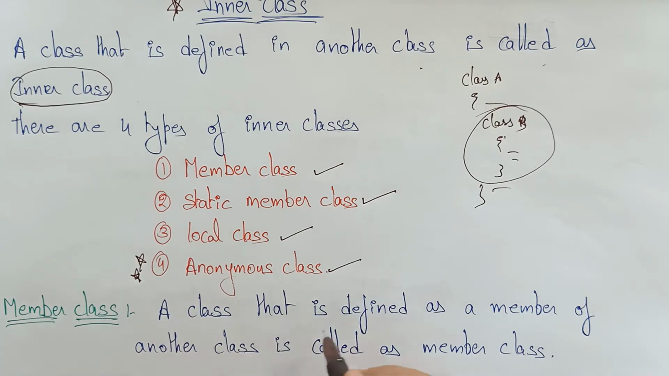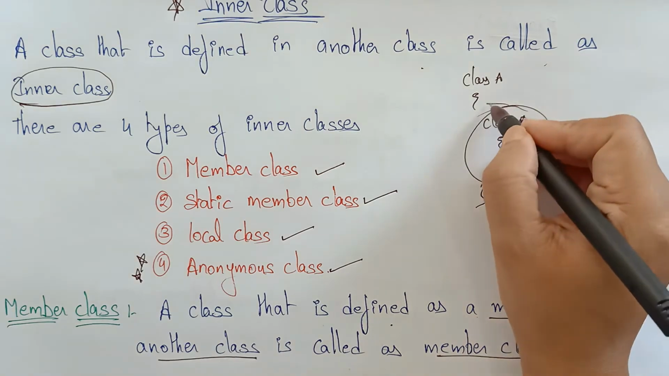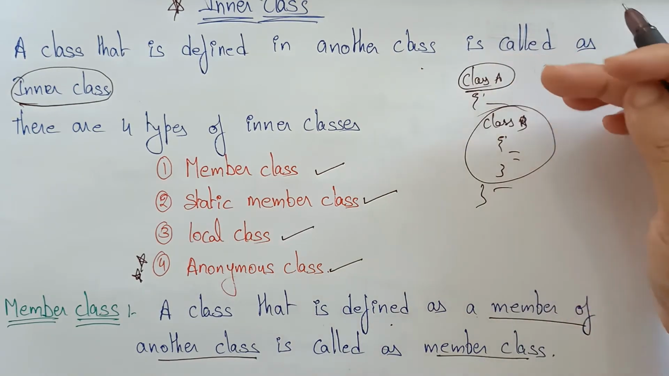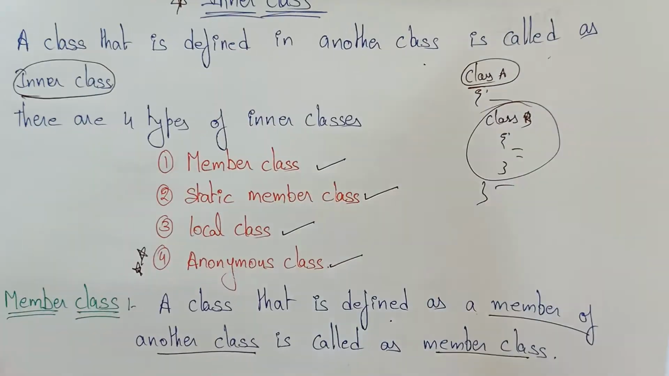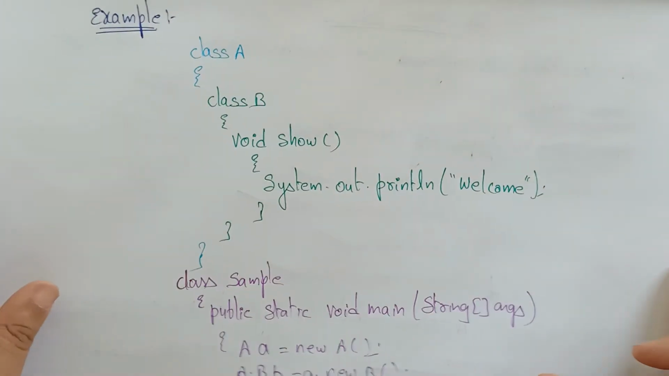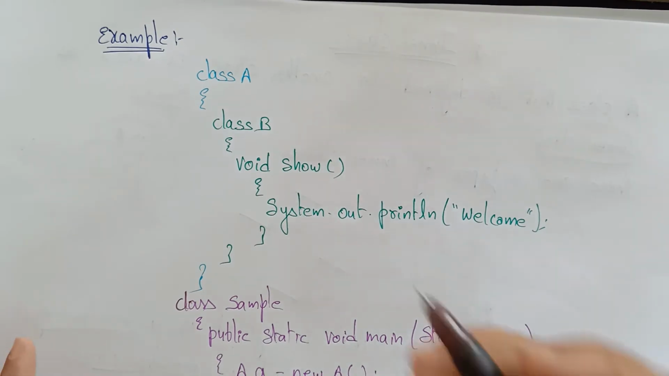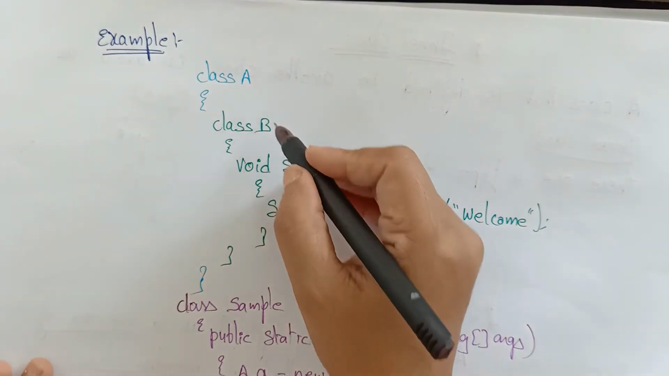Member class: a class that is defined as a member of another class is called a member class. So let me explain with an example, then you can get clarity on the concept. Here class A is there, and class B.